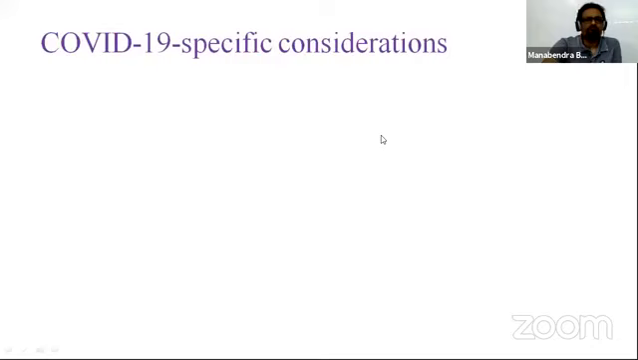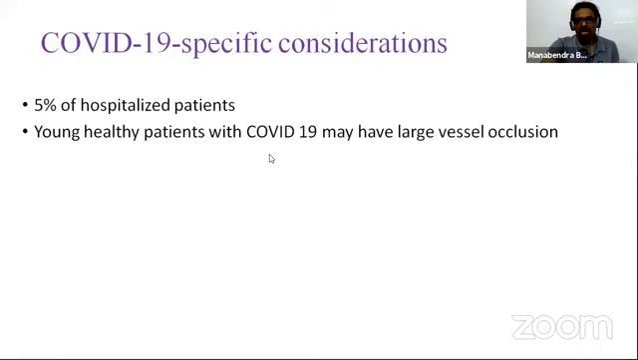Regarding stroke, the overall experience is that 5 to 6% of hospitalized patients experience a stroke. Young patients are also having strokes, especially large vessel occlusion, and there are many case series. And there are elevations of D-dimer, fibrinogen, and fibrin degradation products.